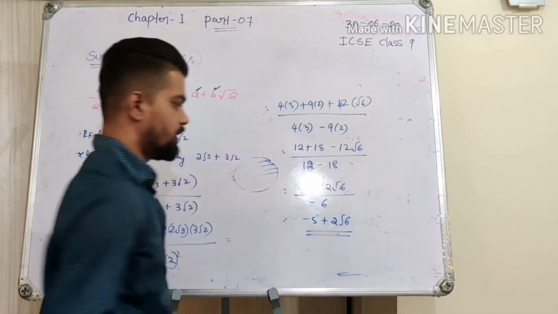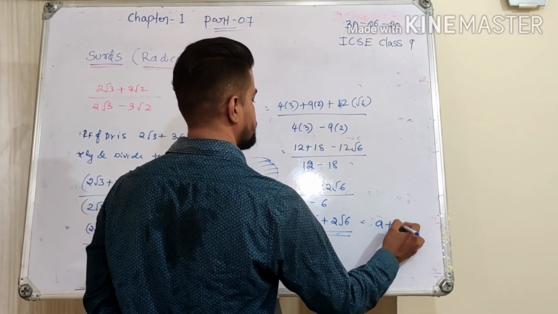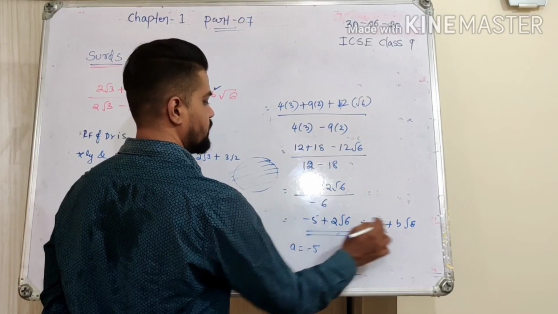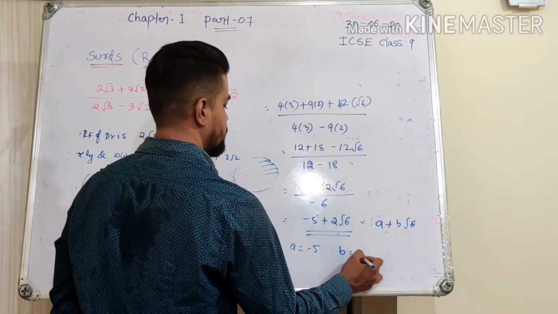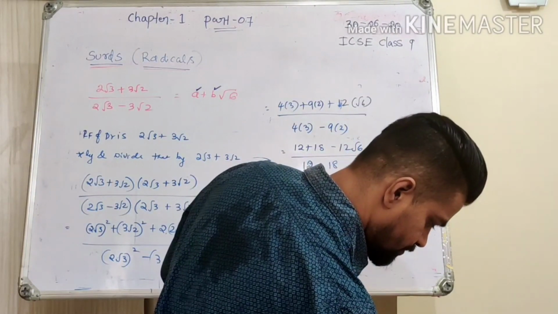This is your answer. So that is equal to what they said, a plus b root 6. That means A is equal to minus 5, corresponding elements we are equating, and B is equal to 2. That's the answer. Hope the answer is correct.